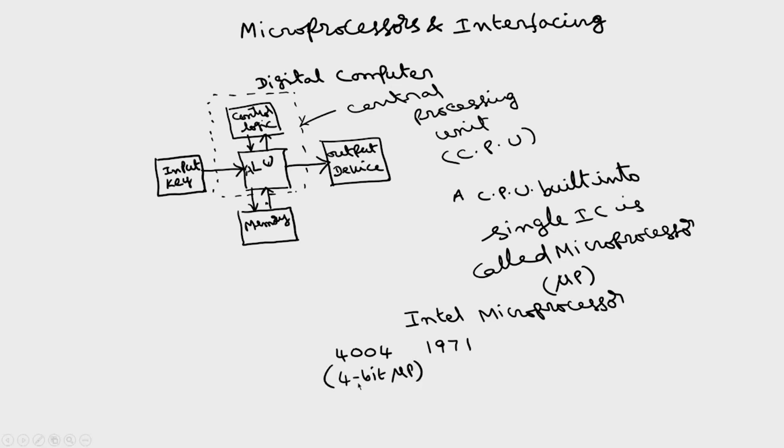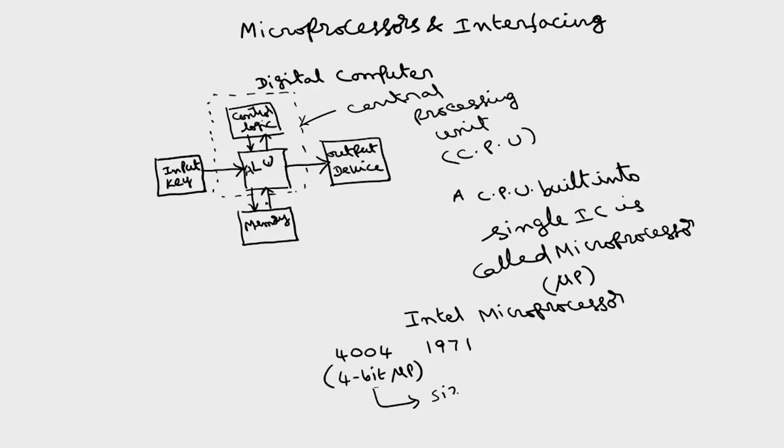So, what is the meaning of this 4-bit, 8-bit, 16-bit, 32-bit microprocessor? This basically decides the size of the ALU. This 4-bit implies the size of the ALU. That is, if you want to perform addition of two 4-bit numbers, we can perform it in a single clock cycle using this 4004. If you want to perform addition of two 8-bit numbers, it requires 2 clock cycles and so on. So this is a 4-bit microprocessor, first fabricated in 1971.